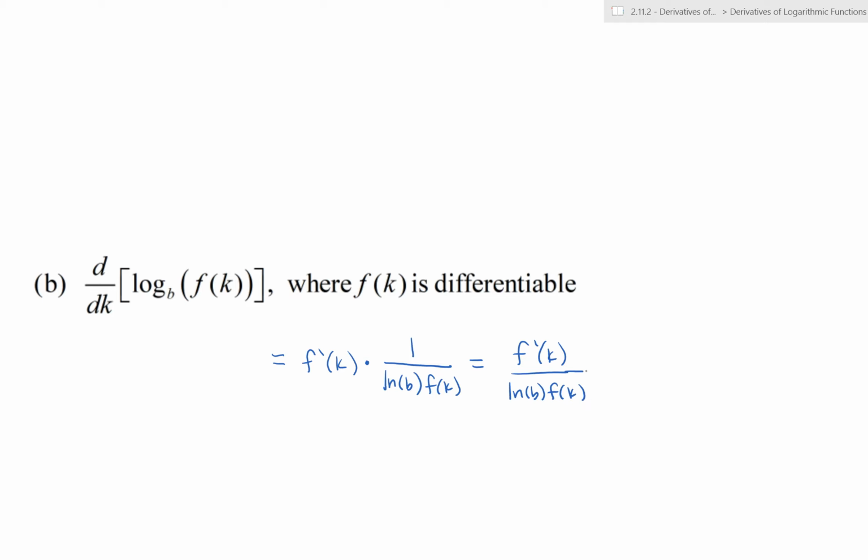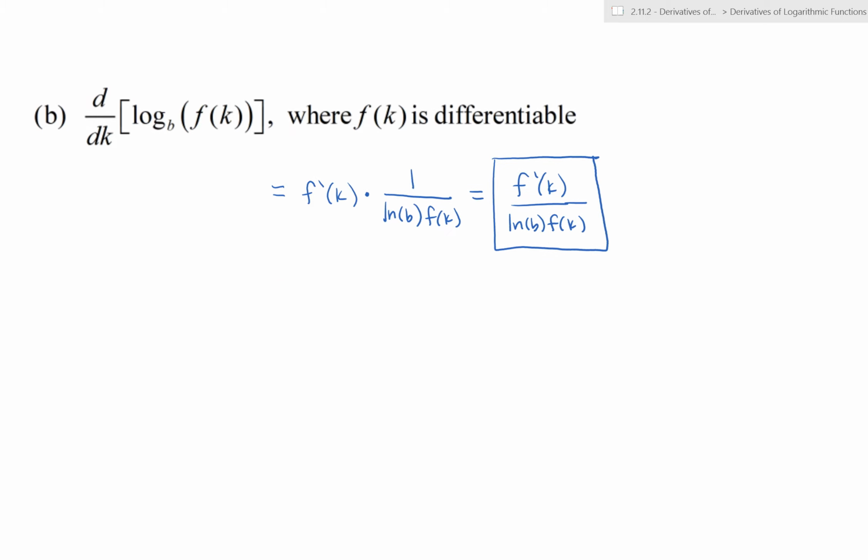So we can write this as f prime of k over the natural log of b times f of k. You can replace k with x, whatever you want, call it what you want, but in general, if I have any logarithm of base b of a function, then it's always the derivative of the inner function divided by the function itself times the natural log of the base. So that's kind of nice.